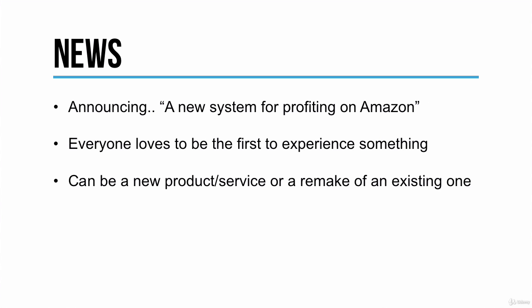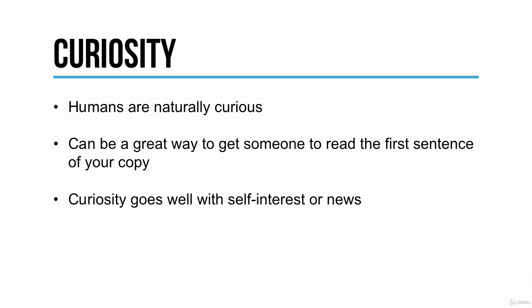When it comes to news, an easy way to make a headline have a news element is to put "announcing" at the beginning of the headline. The example I have here is, announcing a new system for profiting on Amazon. It's important to be honest here and only use the news element if you're creating or have created a new product or service, or an update to an existing one. But if you're selling the same product that you've been selling for a year, you don't want to include "announcing" or other news elements in your headline. The reason why news elements are so effective is because everyone loves to be the first to experience something. It's human nature.